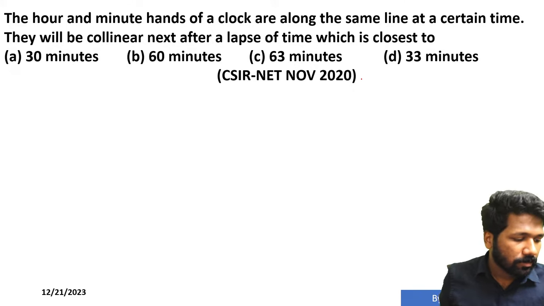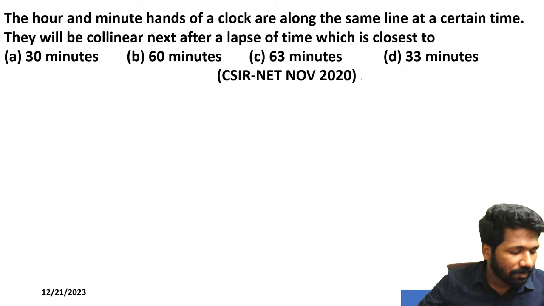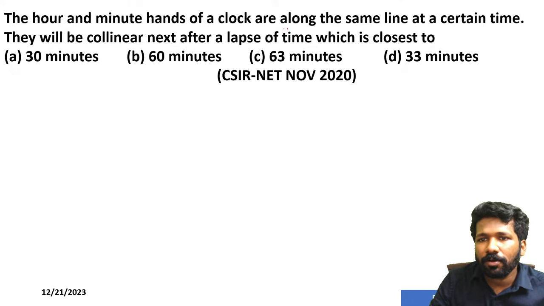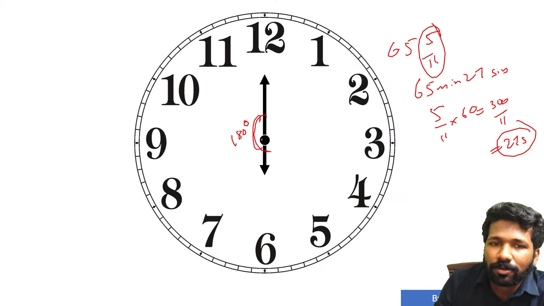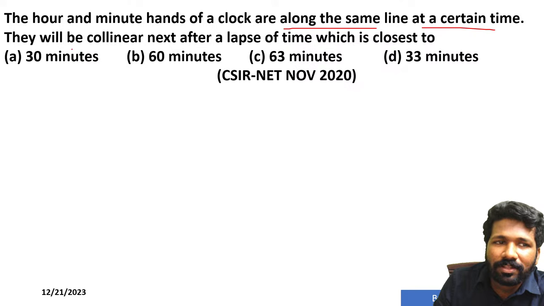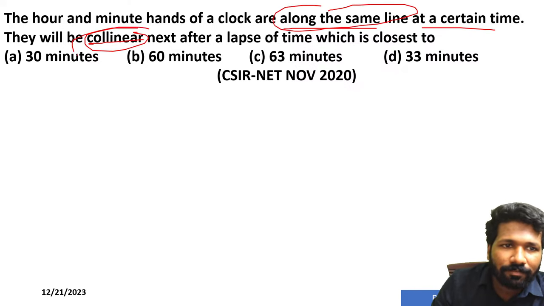Any answers? Okay, some of you got an answer. I will explain. The hour hand and minute hand of a clock are along the same line at a certain time. As I told, you can take the example of 6 o'clock. When will they be collinear? Collinear means on the same line itself, along the same line. Another word is collinear.